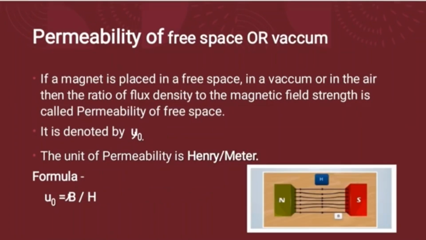The other type is the permeability of free space, or of vacuum. If the magnet is placed in free space, vacuum or air, then the ratio of flux density to the magnetic field strength is called the permeability of free space. This is taken as a magnetic constant, 4 pi into 10 raised to minus 7. Its unit is Henry per meter, that is, mu naught is equal to B by H. It is always constant, 4 pi into 10 raised to minus 7.